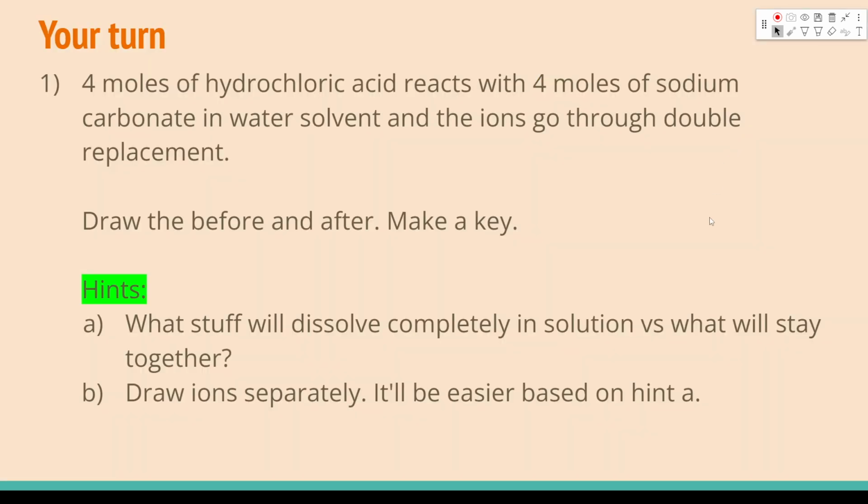Cool. So here's your turn. Try drawing this out. I have 2 ends here. So what kind of stuff is going to dissolve versus what kind of stuff is staying together? Because these are solutions, right? We have hydrochloric acid, we have our sodium carbonate in water solvent, so that's aqueous, and so they go through a double replacement. So you need to think who's dissolving completely in terms of product versus who's staying together. Draw the ions separately, so draw them in separate circles, and then it'll be easier based off the hint.